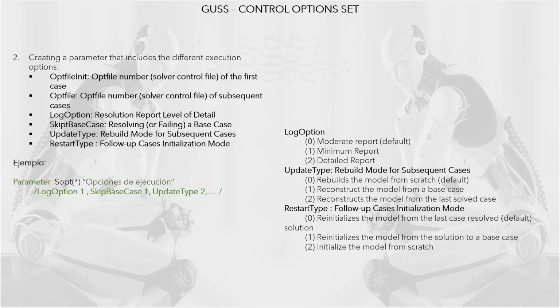Log option: 0 moderate report, default; 1 minimum report; and 2 detailed report. Update, type, rebuild mode for subsequent cases: 0 rebuilds the model from scratch, default; 1 reconstructs the model from a base case; and 2 reconstructs the model from the last solved case. Restart, type, follow-up cases initialization mode: 0 reinitializes the model from the last case resolved solution, default; 1 reinitializes the model from the solution to a base case; and 2 initializes the model from scratch.